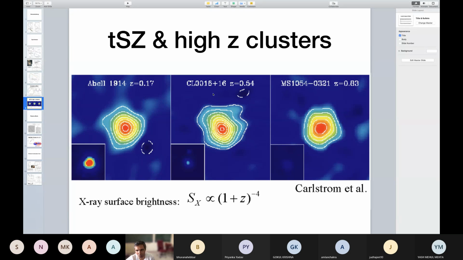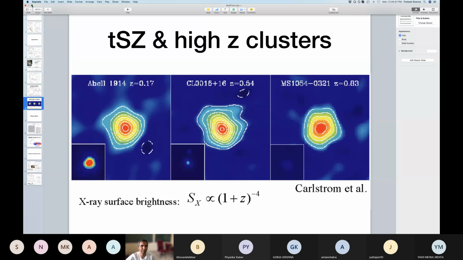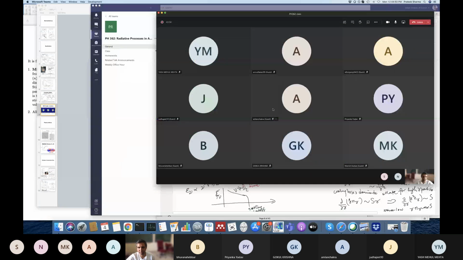So now I have a question for you. Suppose you want to detect very high redshift clusters, say redshift of 2. Does this suggest some clue as to what you should do? What is the technique that you should employ for detecting high redshift clusters? Can someone tell me? Okay, I guess I will have to point out people. If people do not volunteer, I will have to ask. Manish. Manish Kumar.